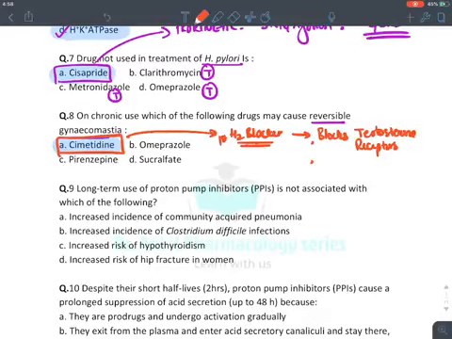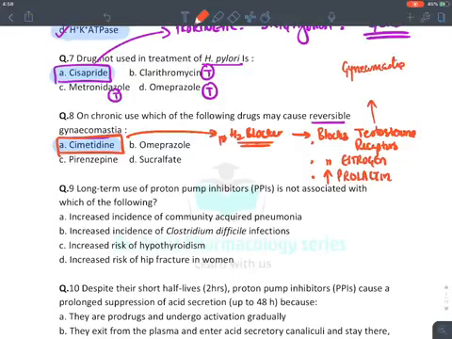Okay. It also blocks progesterone receptors. Sorry, it also blocks estrogen receptors. And cimetidine increases prolactin level. Because of this reason, as it is blocking testosterone, it causes gynecomastia and it causes impotency.